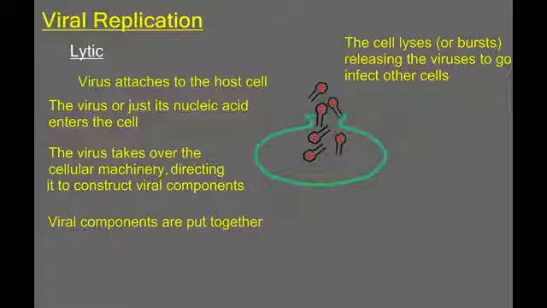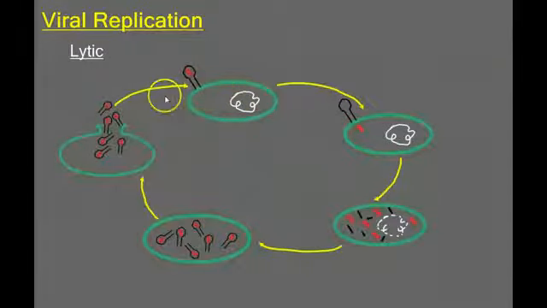So let's look at the whole cycle. We have a virus infecting a cell, taking over the cell factory, basically holding it hostage and demanding that it create more of the viruses. The virus components are created, then assembled, and eventually the cell bursts, releasing viruses to go infect new cells. This is the lytic viral replication cycle.